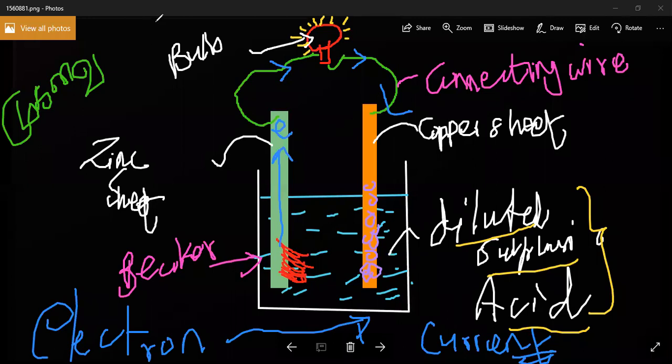So you see that here is the zinc sheet. Here is the copper sheet. The zinc sheet dissolves. Electrons are produced. Electrons are moving here. Because of the movement of electrons, current is produced. Because of the current, the bulb lights up. And also you can see another important observation: you can observe gas bubbles on the copper sheet. Clear?